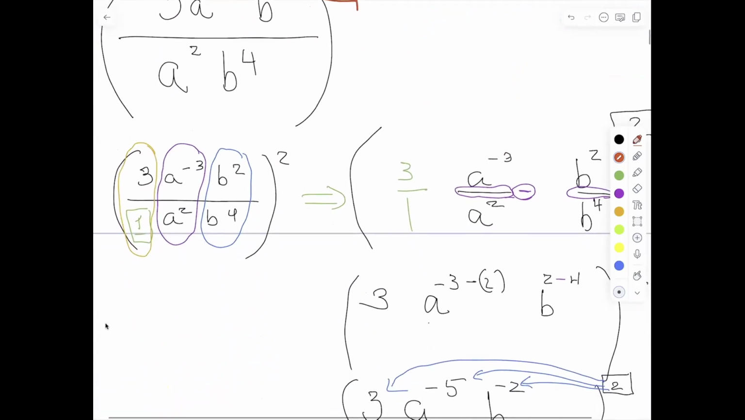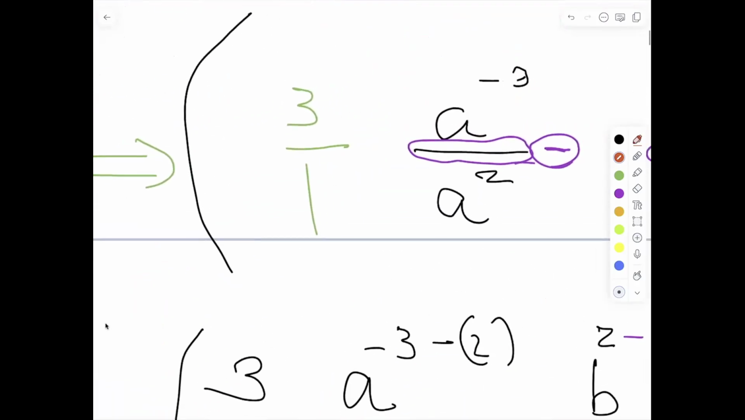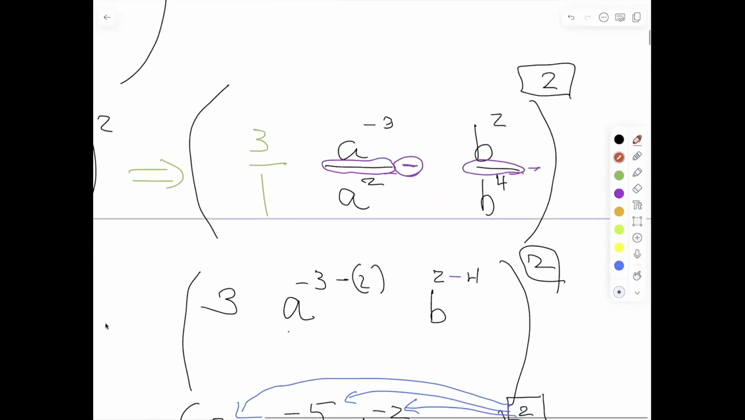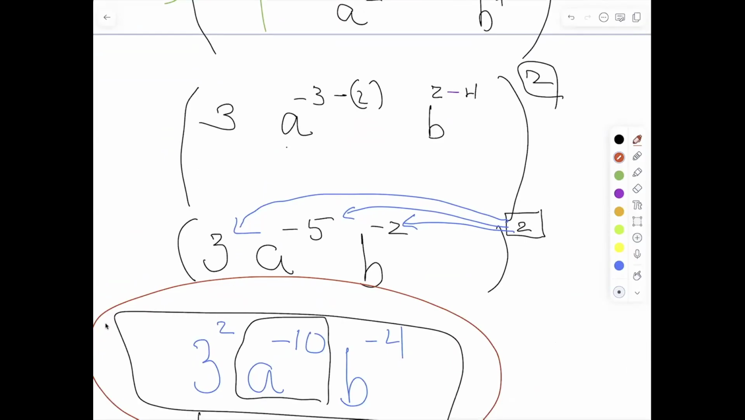Go back to this video and look at what we did. We grouped the numerators and the denominators based on their bases. After that, we solved each of them separately. As you can see, we have 3 over 1 here. Then we have a to the negative third divided by a to the second power. And then b squared divided by b to the fourth. And then we end up in this step here. We're adding the exponents, so we got a to the negative fifth, b to the negative 2, because 2 minus 4 is negative 2.